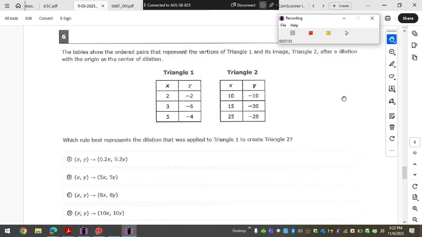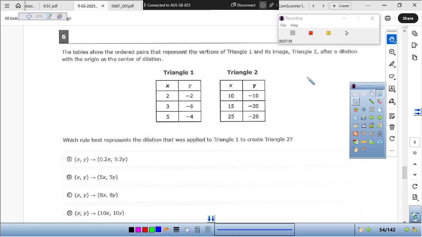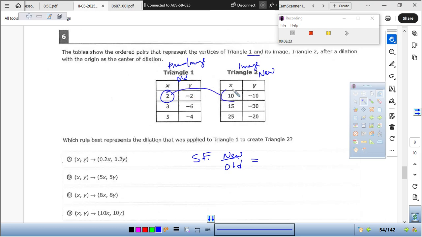So on this one here, it's going to talk about the table shows triangle 1 and its image. So keywords here, triangle 1. This is your pre-image, which makes it the old one. And this is your image, which is your new one. It's always going to be scale factor is new over the old. But we always have to compare the same values, okay? So I'd have to compare this x to this x. This is like x, and this would be like x prime.